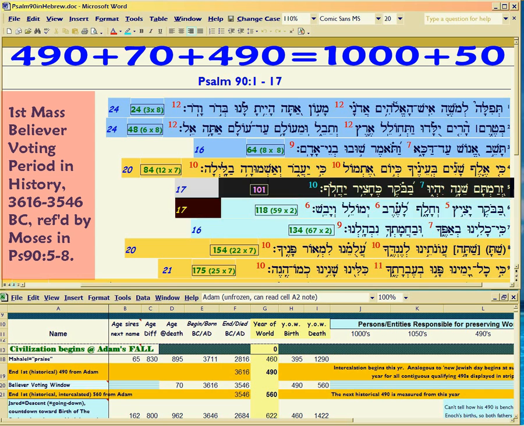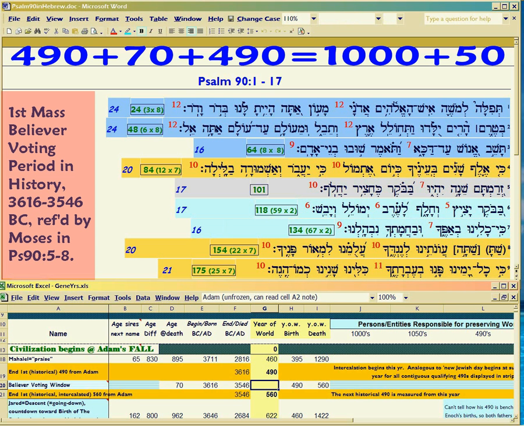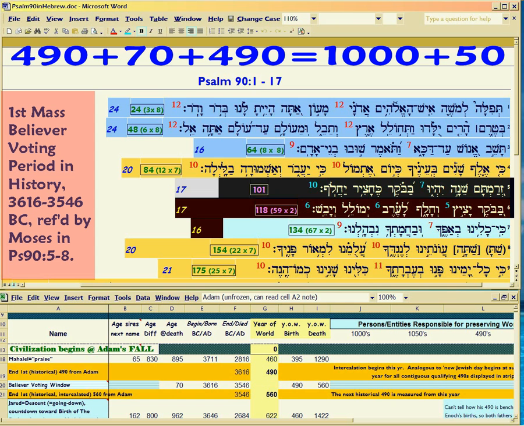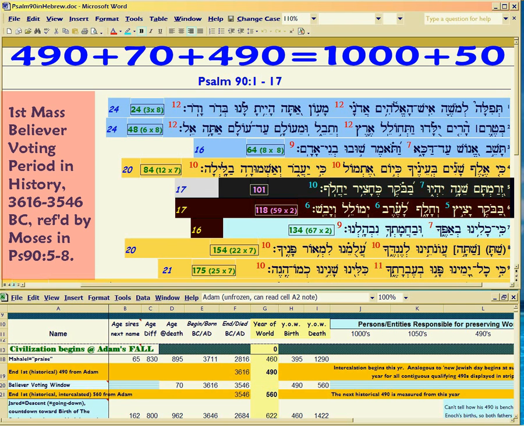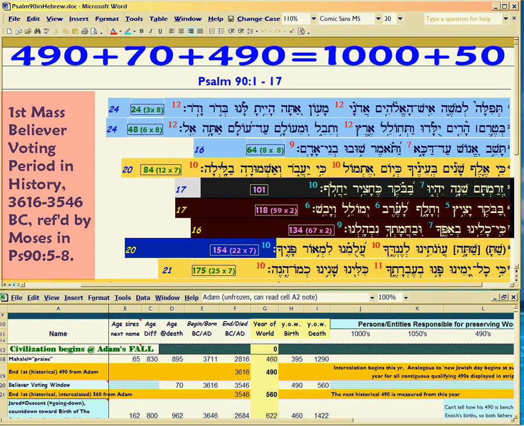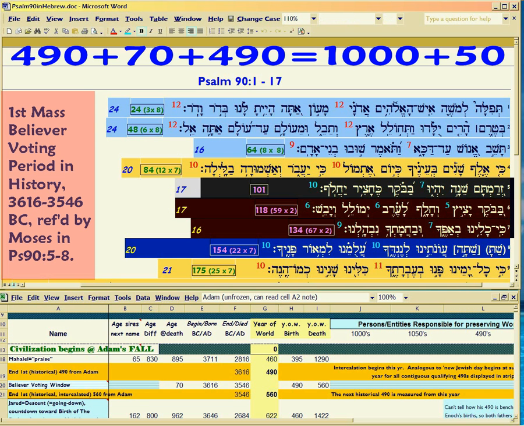So now he's taking into account that first believer voting window, which is right down here in cell G20 at the bottom middle of your screen. So he's accounting by voting periods. Now, that takes you to the end of the first 70, which ends here at verse 8. Let me see if I can get the mouse to work. So at this point, you're looking at the end of the first 560 years of history since Adam's fall.